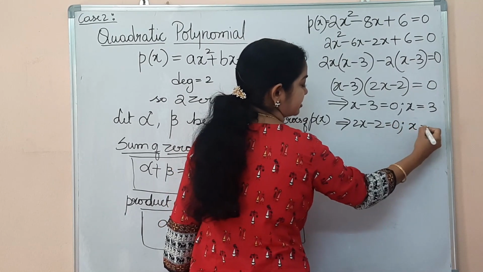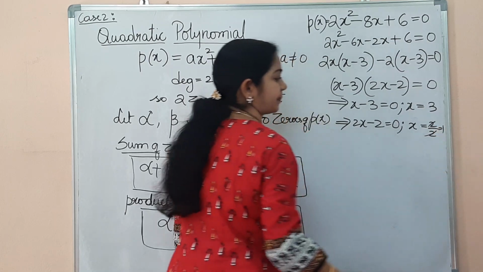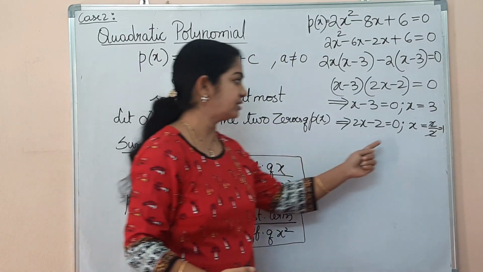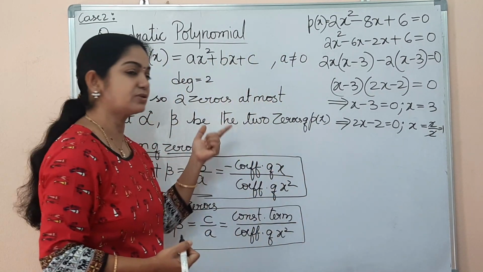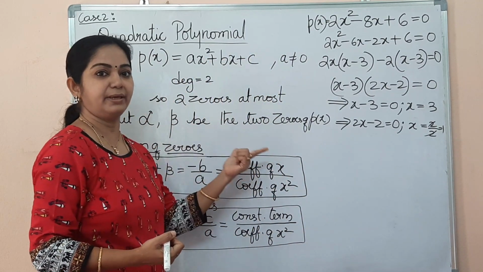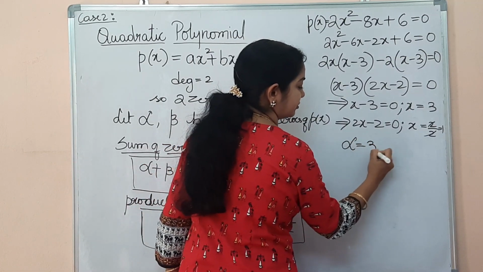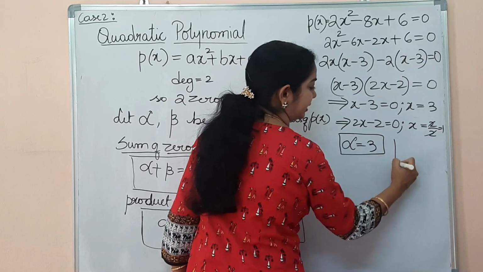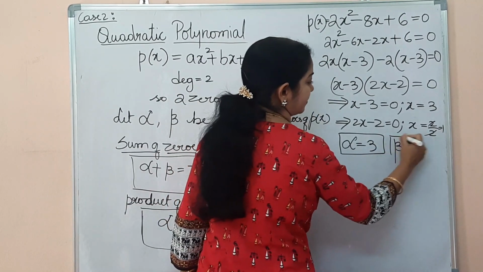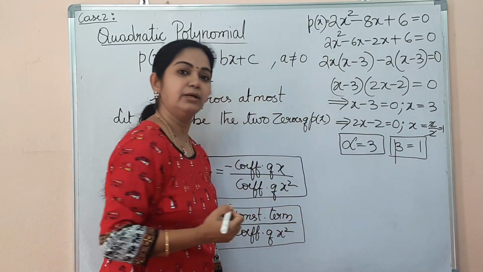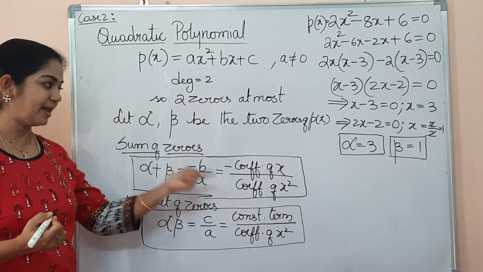That means x is equal to 2 by 2, that comes to 1. Okay, that means I've got the zeros 3 and 1. So what we assume those zeros in the quadratic, let them be alpha and beta. So here alpha is equal to 3 and beta is equal to 1. Okay, I've got the two zeros. Now let me verify. Now what is alpha plus beta?